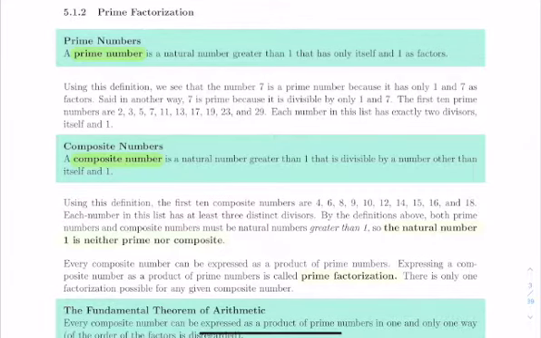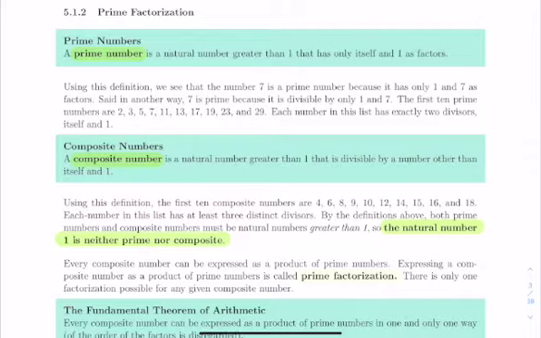Using this definition, the first 10 composite numbers are 4, 6, 8, 9, 10, 12, 14, 15, 16, and 18. Each number in this list has at least 3 distinct divisors. By the definitions above, both prime numbers and composite numbers must be natural numbers greater than 1. So the natural number 1 is neither prime nor composite.